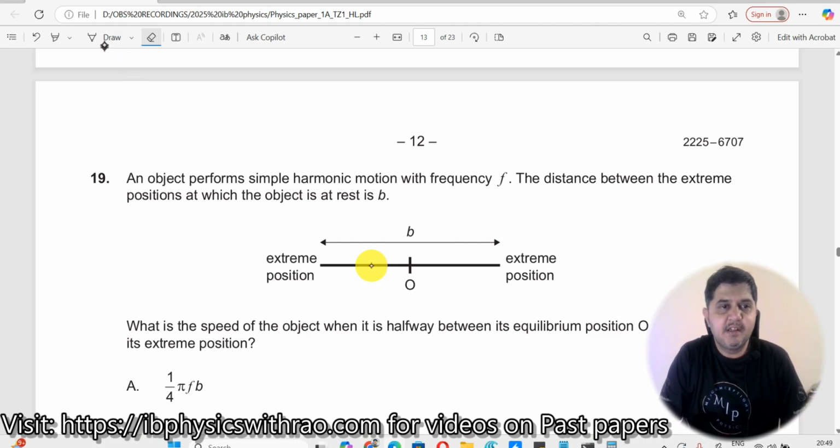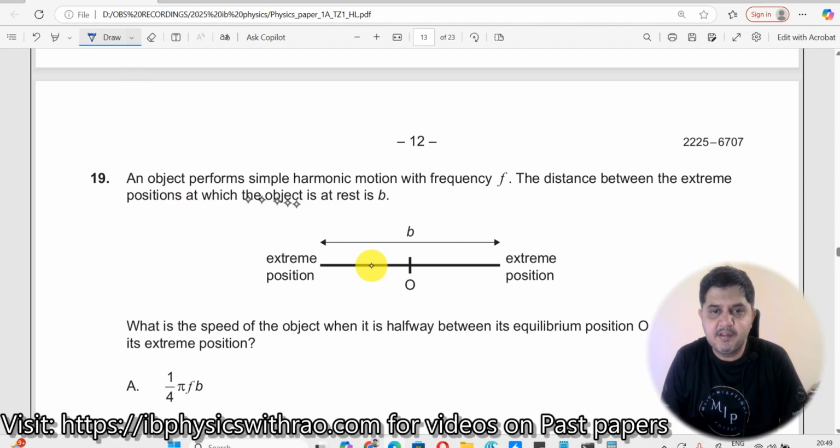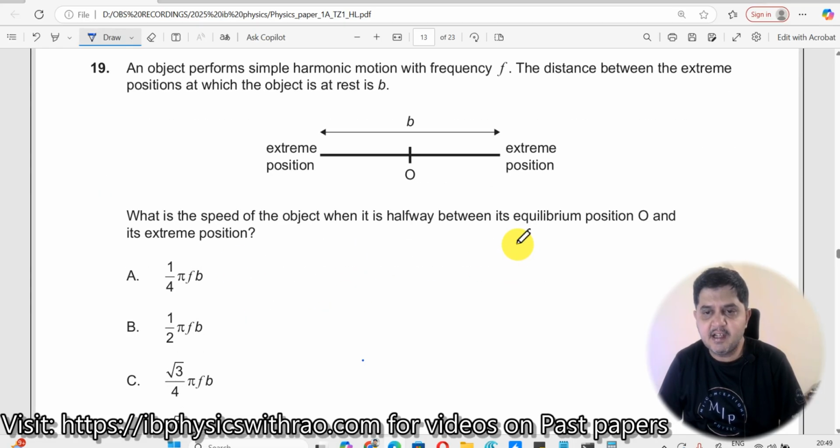Okay, question number 19. An object performs simple harmonic motion at frequency f. The distance between the extreme positions, at which the object is at rest, is b. What is the speed of the object when it's halfway between its equilibrium position O and its extreme position? This is its position, somewhere at this point. What is the velocity? So which formula will you use?